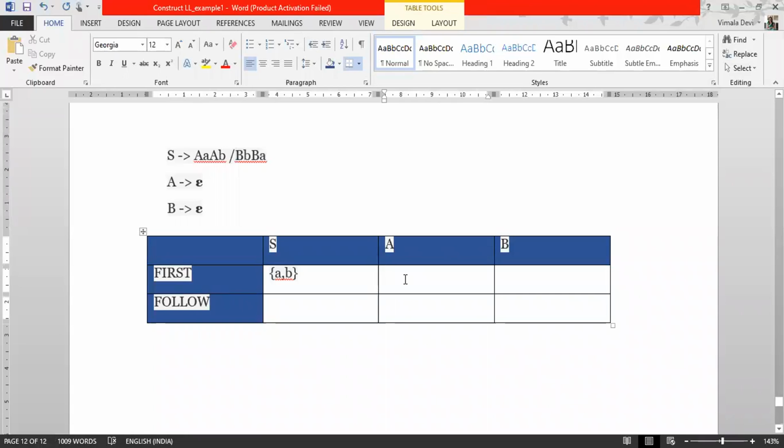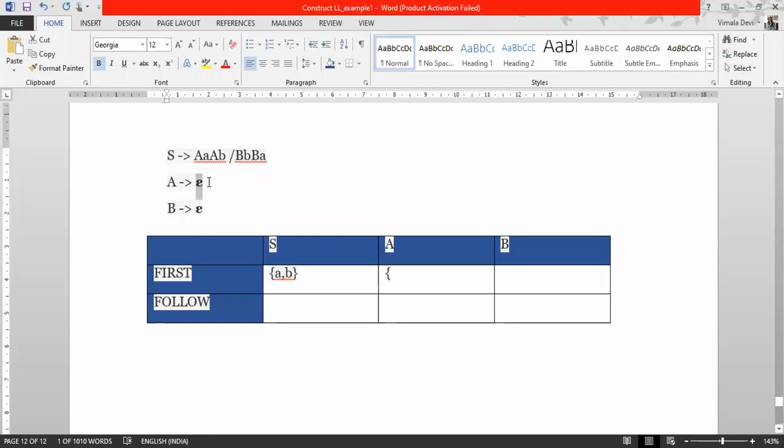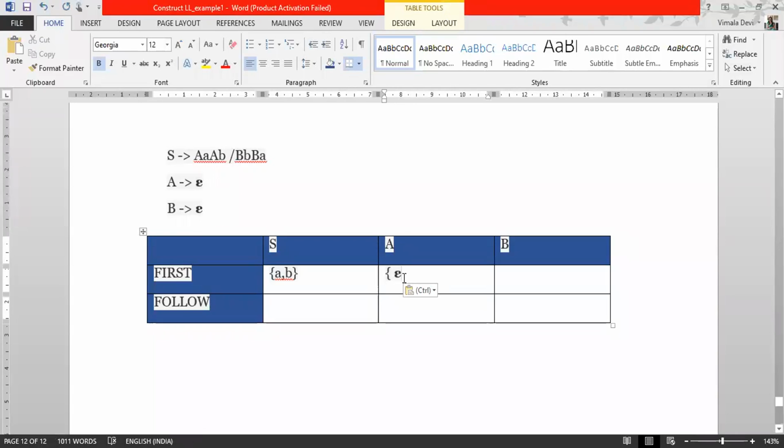Tell me what is first of A. First of A is nothing but epsilon. First of B is also epsilon. Right? I hope all of you have arrived at this conclusion. Yes, most of you have computed it.